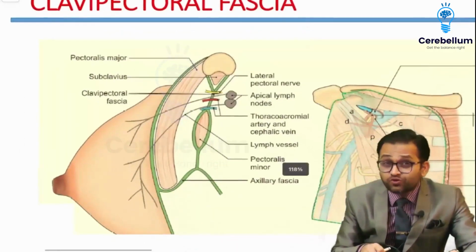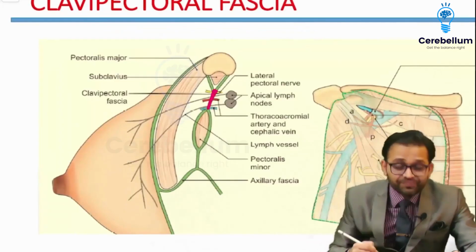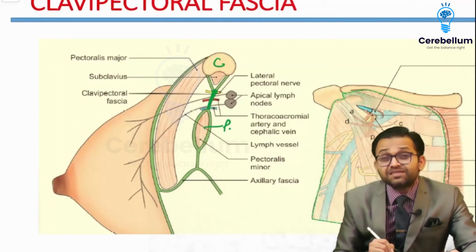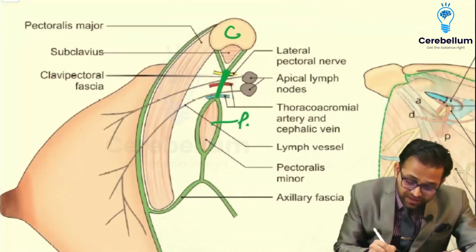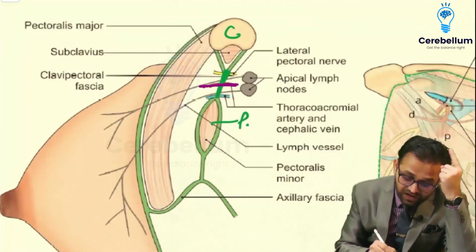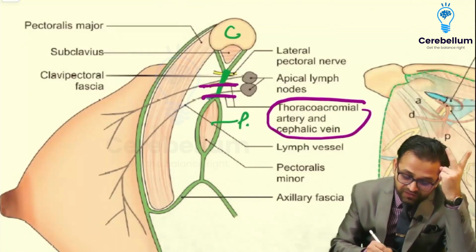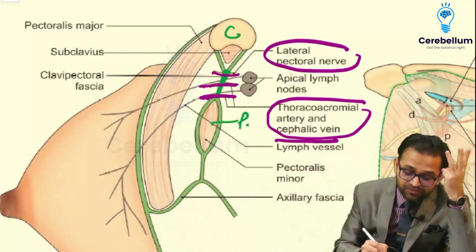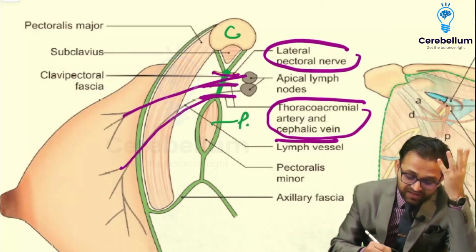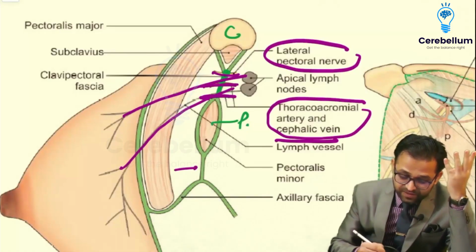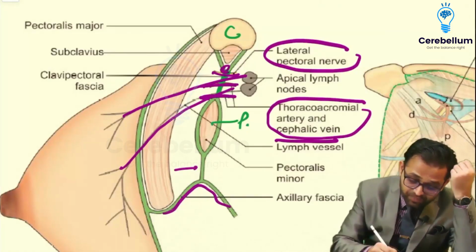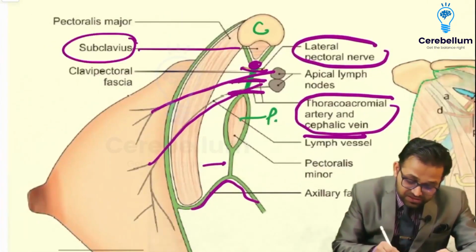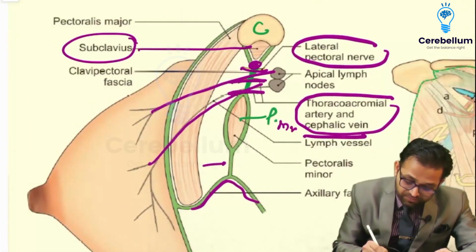Clavipectoral fascia. I told you there is one fascia in between the clavicle and the pectoralis minor. Yes, this is the clavipectoral fascia. I told you it is pierced by four structures: one artery, the thoracoacromial artery; one vein, the cephalic vein; one nerve, the lateral pectoral nerve; and the deep lymphatics. Okay, sir. This is our suspensory ligament of the axilla, and the upper thickening is the costocoracoid ligament. It encloses two muscles: the upper is subclavius and the lower is pectoralis minor.